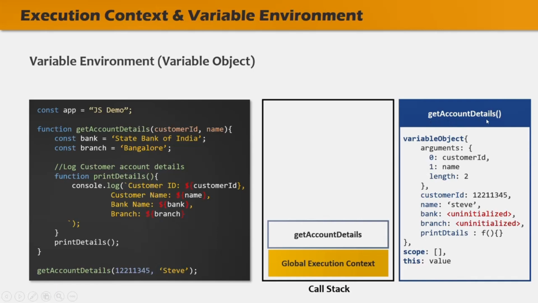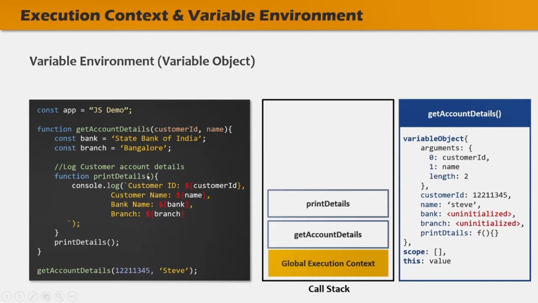Then the execution context of this get account details function is also going to have a scope and the value for this variable, but we will talk about it later in our coming lectures. Let's not focus on the scope and this variable in this lecture. Then inside this function, we are also calling this print details function which we have created here. And we have learned that when this function will be called, an execution context for that function will also get created.